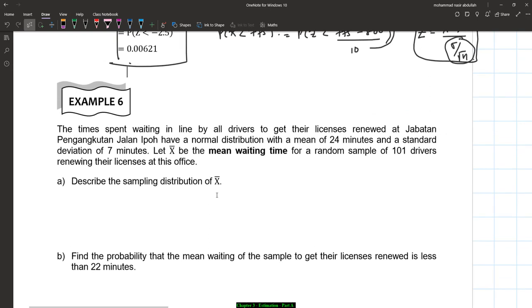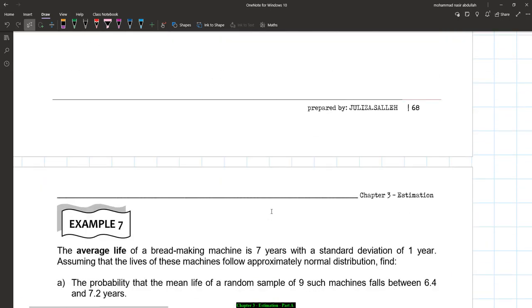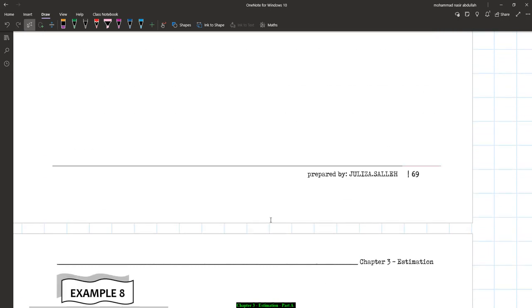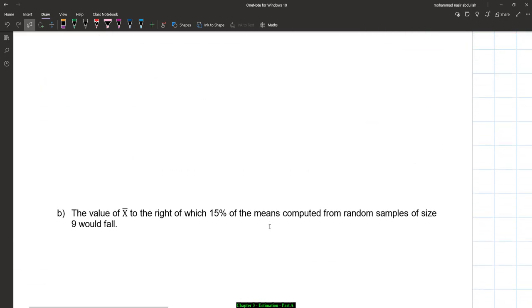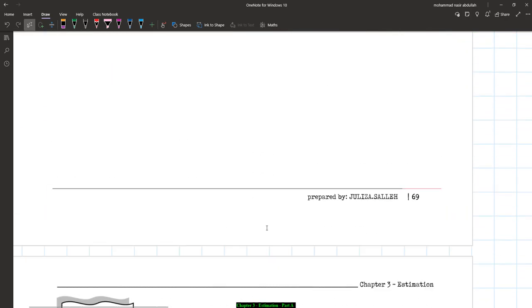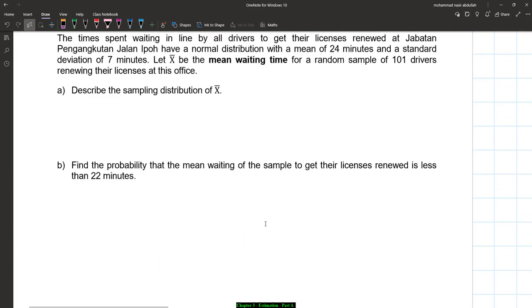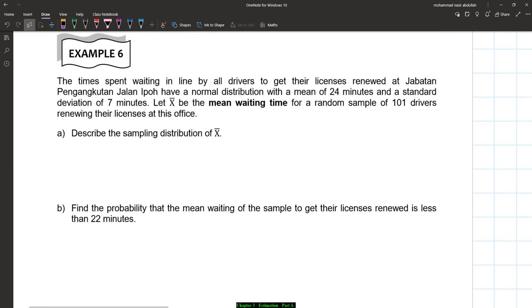Right. So now look at example number 6, the time span waiting in line for all drivers to get their license. I think this is going to be our last example for today. Example number 7 and example number 8, you do by yourself. Right. So example number 6.